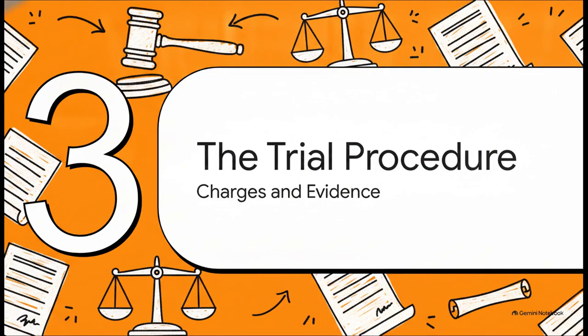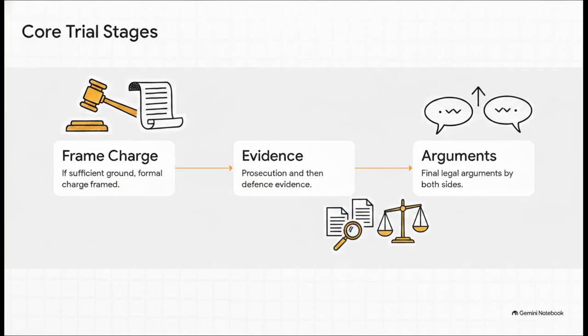Which brings us to part 3, the trial procedure, charges, evidence, and arguments. Okay, so person B is physically standing in the courtroom. Now, we hit the core of the trial. Step 5 is framing the charge. If the magistrate sees sufficient grounds, a formal charge is drafted and read out loud. Next is step 6, recording of evidence. This all happens under oath. The prosecution goes first to try and prove guilt, and then the defense gets to present their side to counter it. Finally, we reach step 7, the arguments, where lawyers from both sides deliver their closing legal statements.